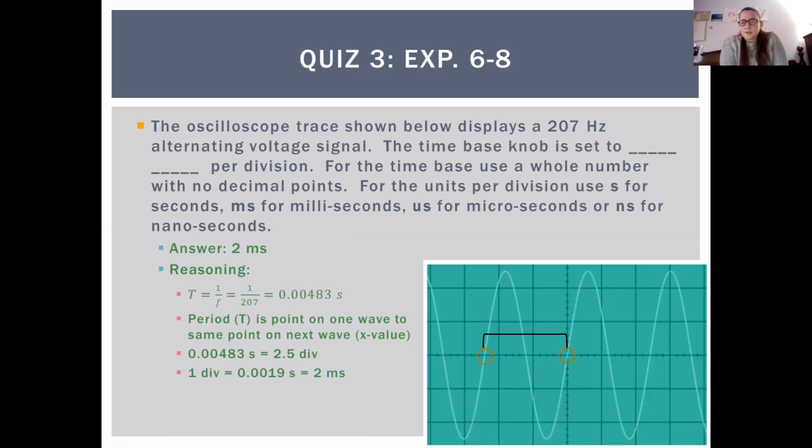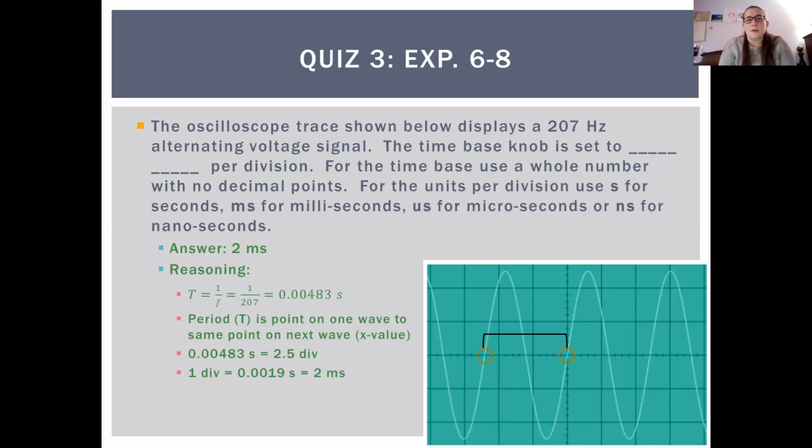Here is an oscilloscope screen example. It displays a 207 hertz alternating voltage signal, and he wants to know what the time div knob is set at for this. I think the key to this one was realizing units are important, and knowing what units correspond to what quantities. If you know that hertz is a unit of frequency, that gives you a clue as to where to start.